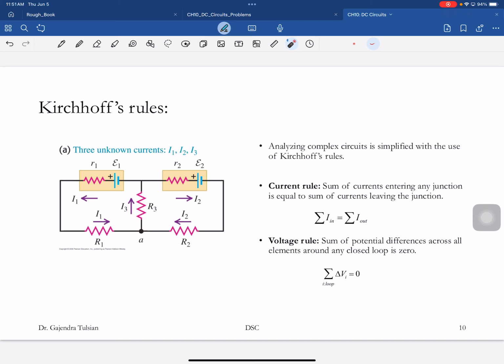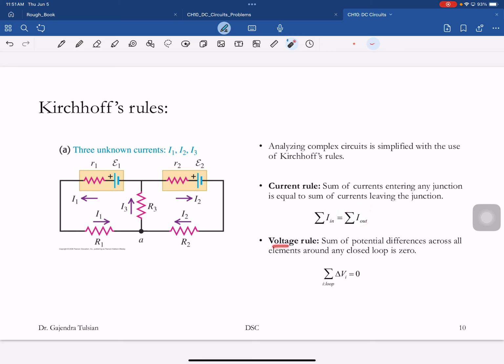Now, the rules are fairly simple. The first rule, the current rule, says the current flowing into a junction is equal to the sum of the currents flowing out of the junction. And that makes sense because charge doesn't collect at any point. Think of water flowing. The water flowing into a junction is equal to the water flowing out of the junction. So this is the current flowing into the junction, and that's equal to the sum of the currents flowing out of the junction.